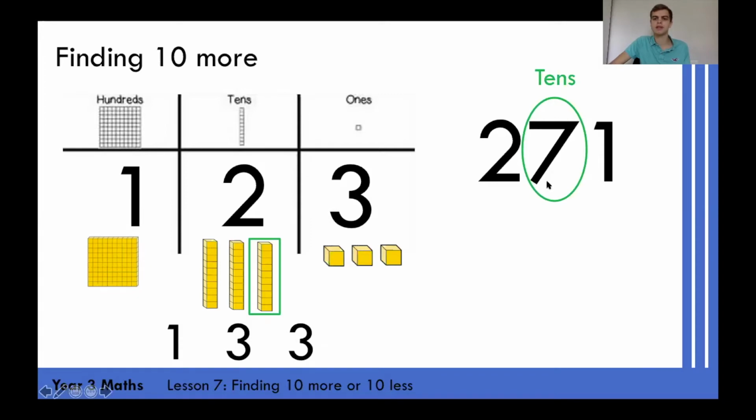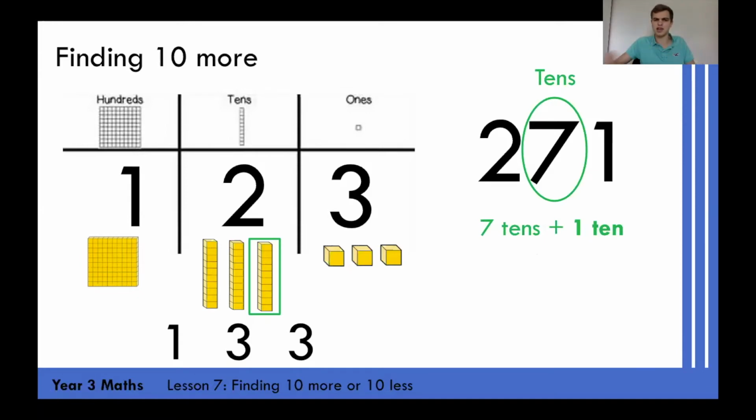So I'm just going to look at my tens. 7 tens. I'm going to add 1 ten to that tens column. Here I've got 7 tens, and I'm going to add 1 more ten because I want to add 10 to my number. 7 tens add 1 ten. So I've got 7 tens, and I'm going to add 1 more ten.